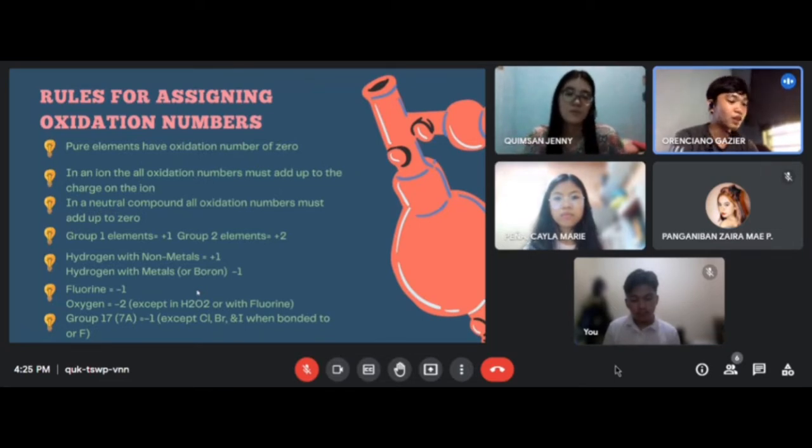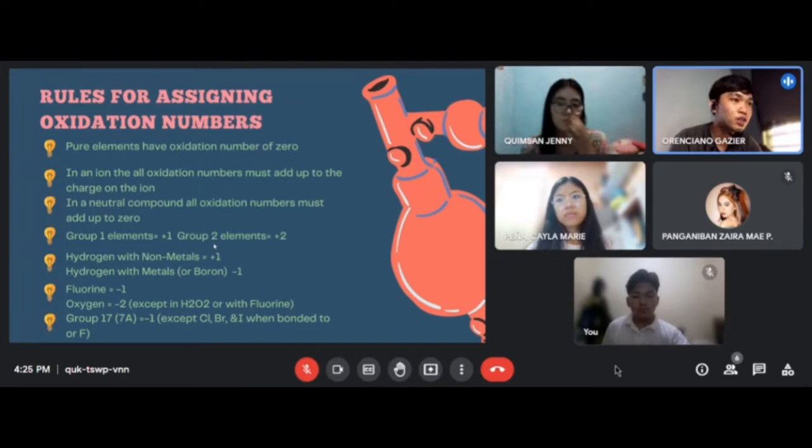So, oxygen has an oxidation number of negative 2. The only exception are peroxides, where the oxidation number is always negative 1. And in the compound oxygen difluoride, it is positive 2. Then group 17 or 7A is equal to negative 1 oxidation number, or we can also call it charge, except for Cl, Br, I when bonded to fluorine.